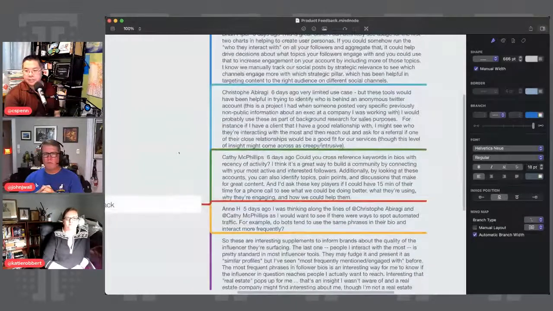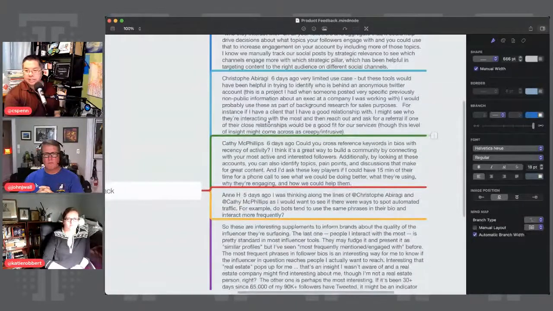Let's see, going down here. Christoph says these might be useful in identifying who might be behind an anonymous Twitter account, by seeing who the account interacts with. Kathy McPhillips suggests cross-referencing with bios and recency of activity to identify those topics and discussion points, and then do some outreach to them. Someone also asked if there's a way to identify which of these accounts might be bots, not just inactive, but outright bots.